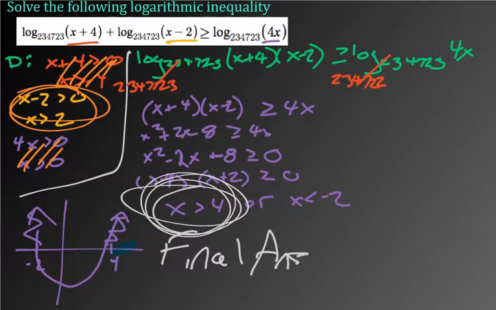And that's it. So that's really why domain is so important in these problems, because it definitely changes a lot of times the solution. If we didn't do this at all, we would have basically gotten a whole bunch more numbers, right? Anything less than negative 2 would have looked like it should work, but it doesn't.